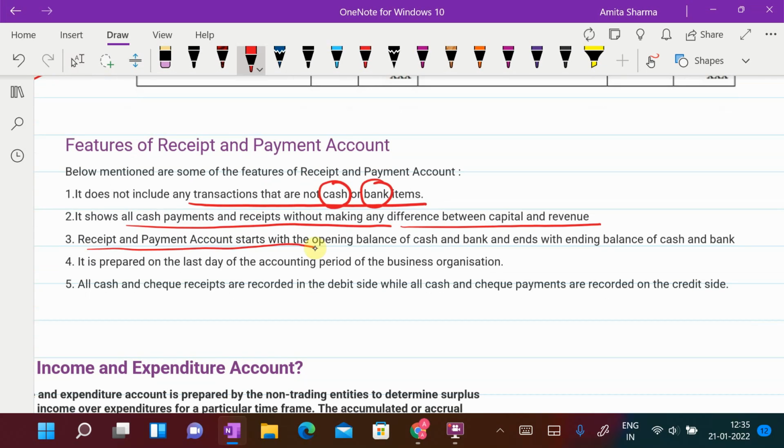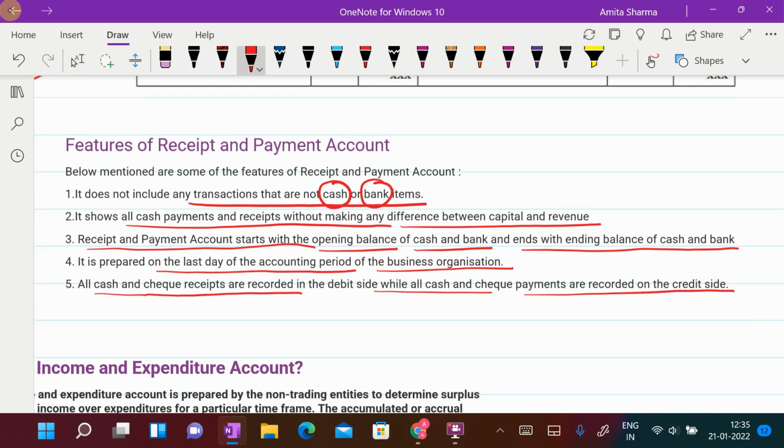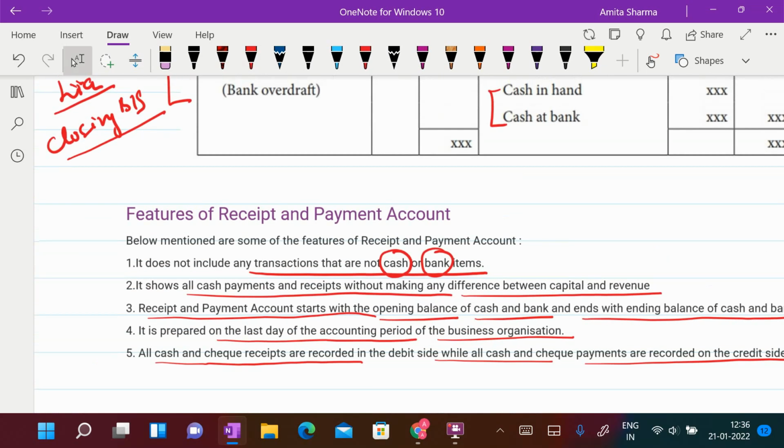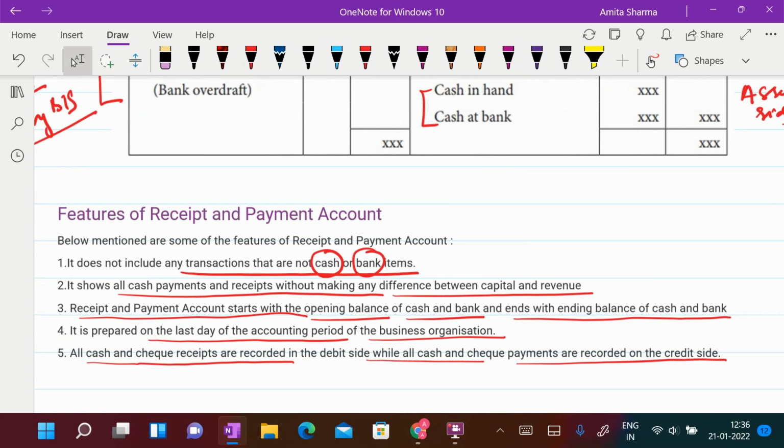The receipts and payment account starts with the opening balance of cash and bank and ends with the balance of cash and bank, and it is prepared on the last day of the accounting period of a business organization. All cash or cheque receipts are recorded on the debit side, while all cash and cheque payments are recorded on the credit side. So this was about the features of the receipts and payment account. So students, hope it is clear to you all.